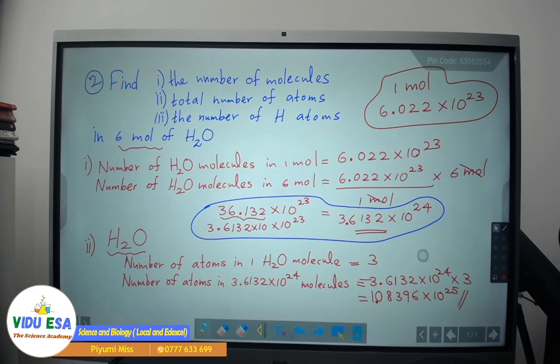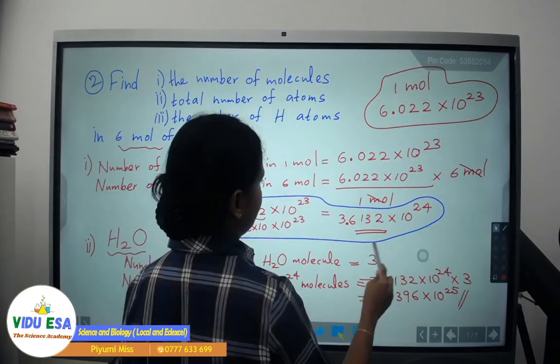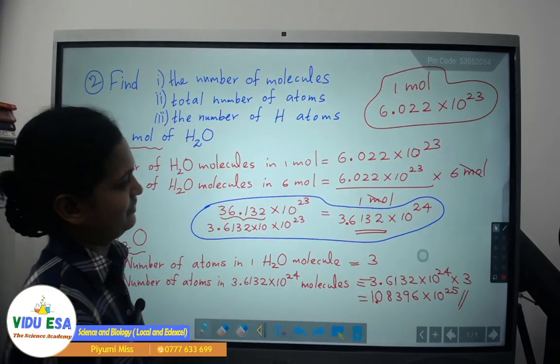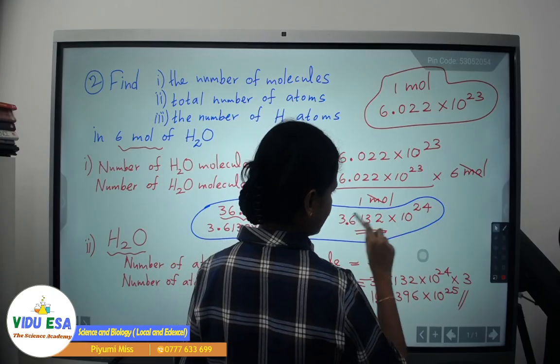It's very easy, right? In one molecule, there are 2 hydrogen atoms. Therefore, you have to find the number of hydrogen atoms in this much. So, what do you have to multiply this value by? 2.